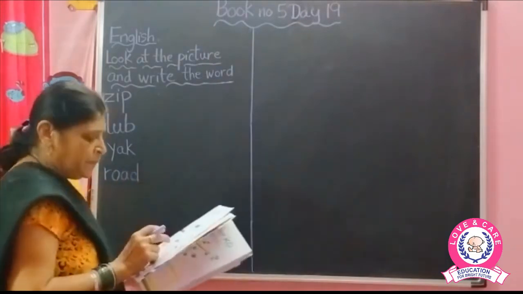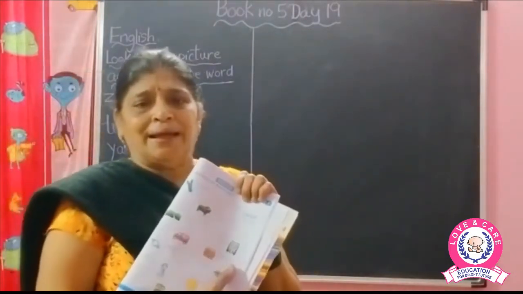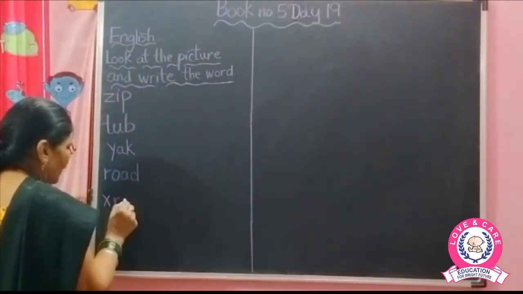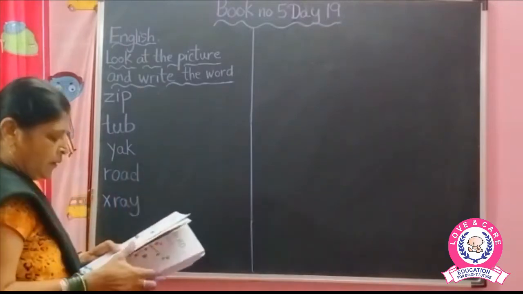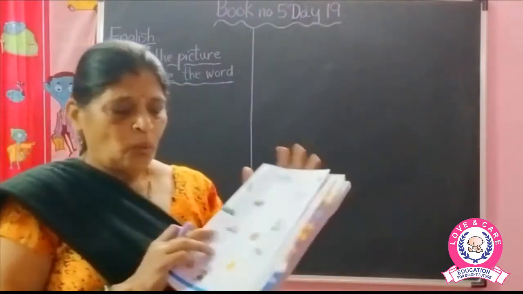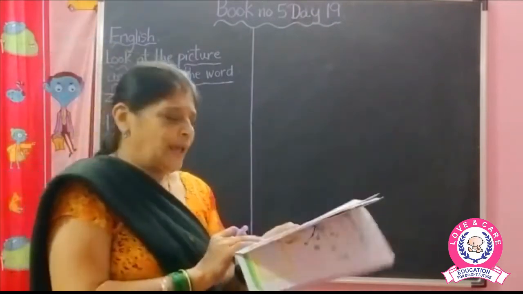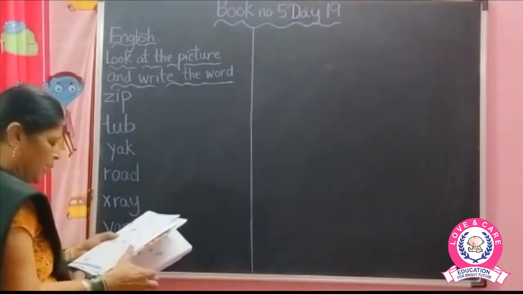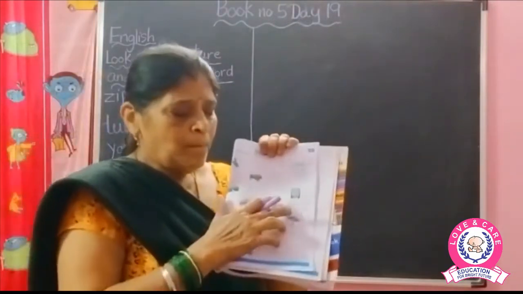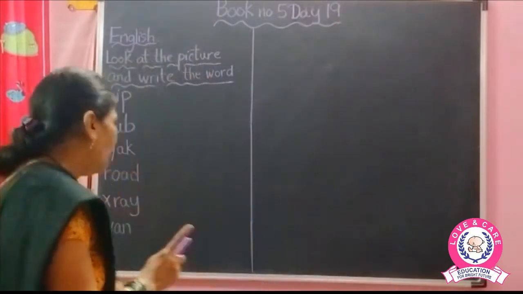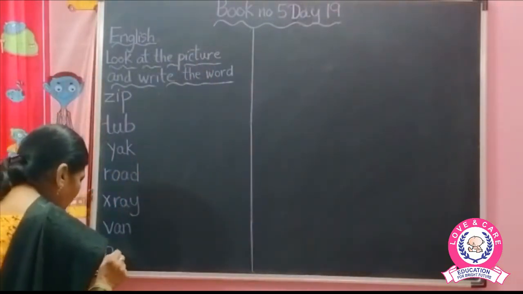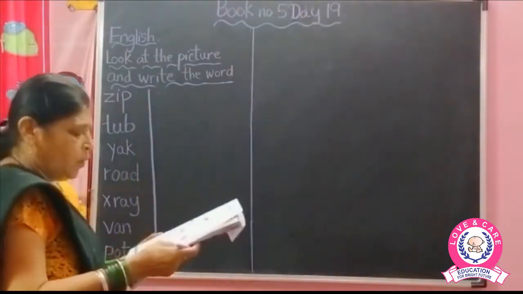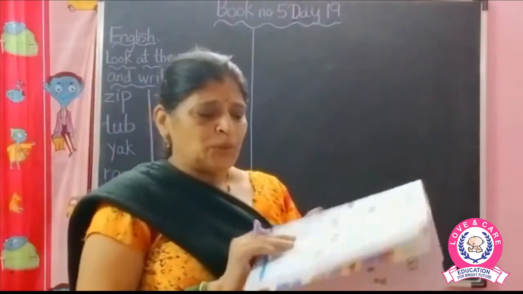Next one. X-ray. R-A-Y. X-ray. Okay. Now the next one. Van. V-A-N. Van. Next one. Pot. P-O-T. Pot. Now the next one.